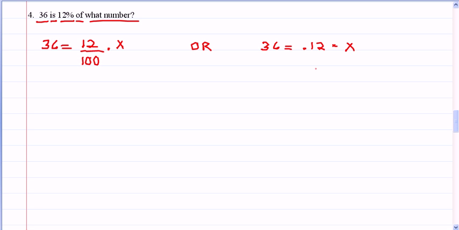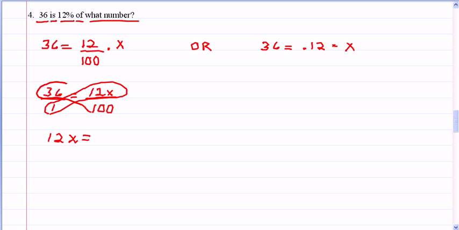If I take the equation on the right, I would have to divide both sides by 0.12. But if I take the equation on the left and write this as a fraction, 36 over 1 equals 12x over 100, and cross multiply, I get 12x equals 3600.